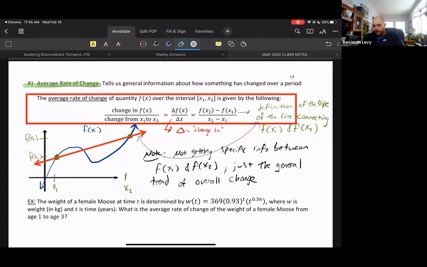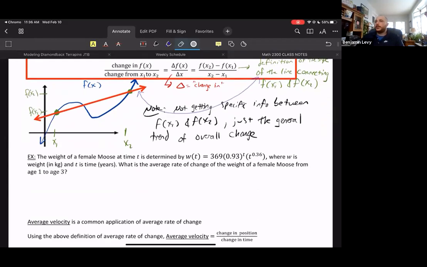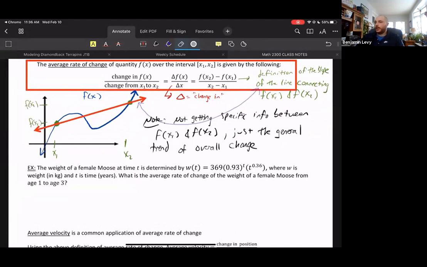Let's do a couple examples. How are we doing on time? We're doing great. So let's do that moose example. So here's an example that's actually implementing what we just did a second ago, but with a function. So the weight of a female moose, it says right here, is given by this function, right? Where t is measured in years. Right, so we have a real function to work with. You plug in a t, it tells you the weight of this moose in kilograms.